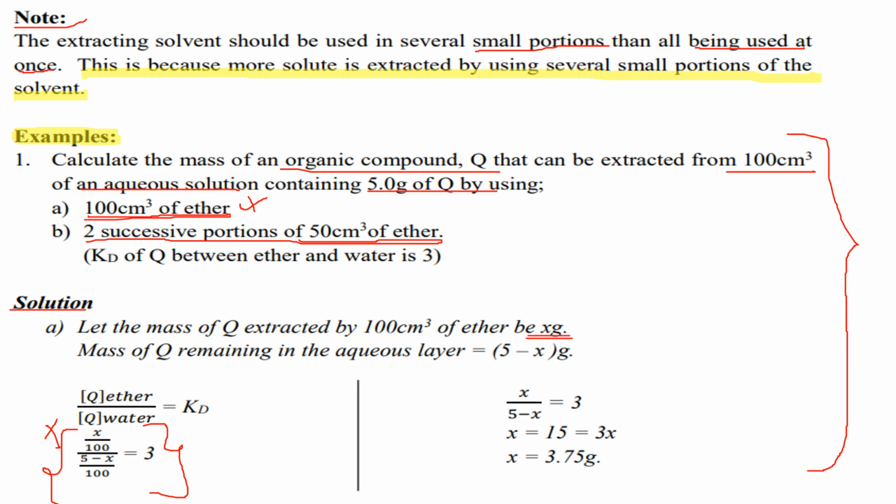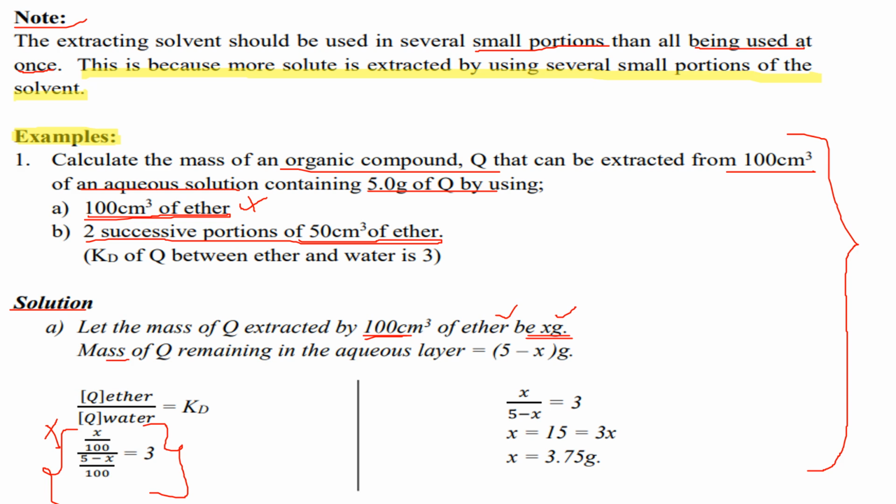And we are using all the ether all at once. We had a total of 100, so we are using it all at once. So if the mass that is going to be extracted by ether is x grams, then what will be the mass that is going to be left in the aqueous solution?